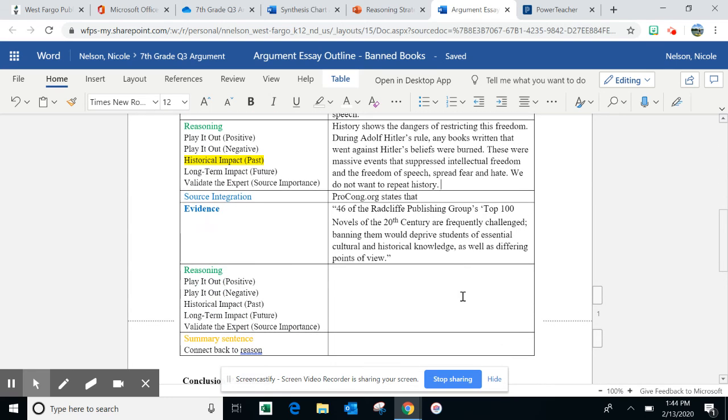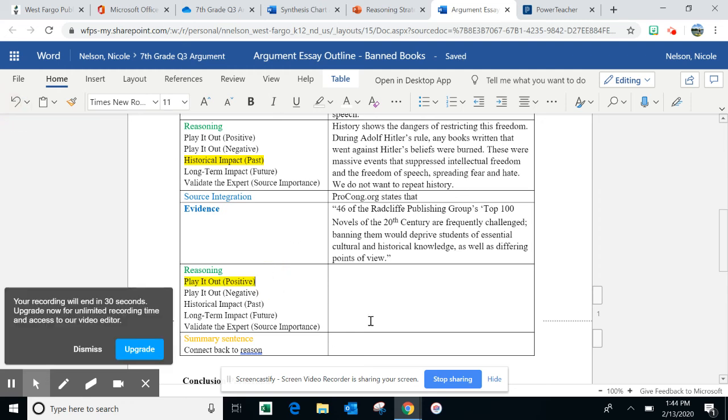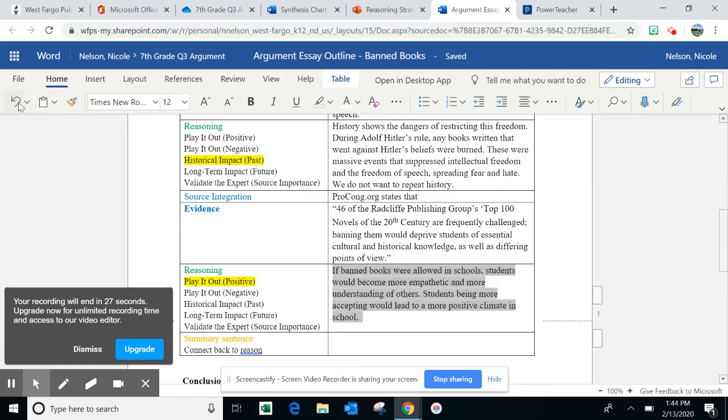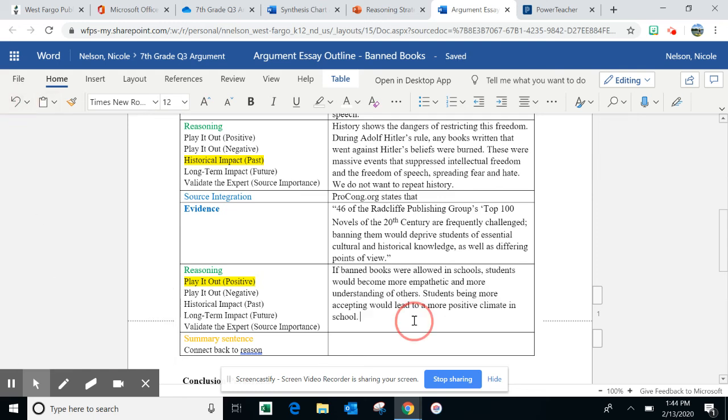And then finally, when I'm talking about all these frequently challenged books, banning them would deprive students of essential cultural and historical knowledge, as well as differing points of view. I had to think about this one for a little bit, but I ended up playing it out in a positive way. So I wrote, if banned books were allowed in schools, students would become more empathetic and more understanding of others. Students being more accepting would lead to a more positive climate in school. So that's the short-term impact, and I'm playing it out positively. This is a difficult task, so if you do have questions, please come back and ask me.